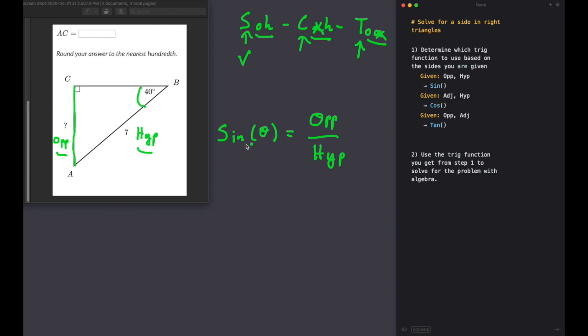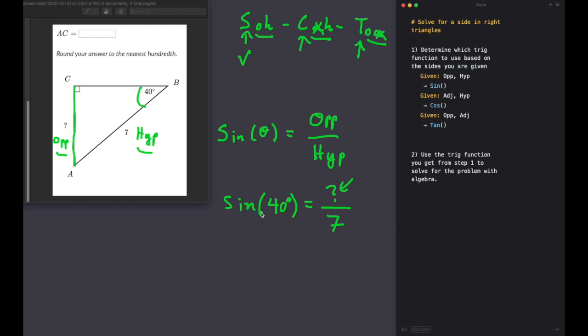All right, so we're going to replace this equation with the actual values we have. So in this case, sine of theta, well, my theta in this case is 40 degrees. So that's the angle I know. So sine of 40 degrees equals opposite. So our opposite in this case is my question mark. So that's side AC over my hypotenuse. And my hypotenuse we're going to call 7. Okay, so my goal is I want to solve for my question mark, and we can treat that question mark as a variable.